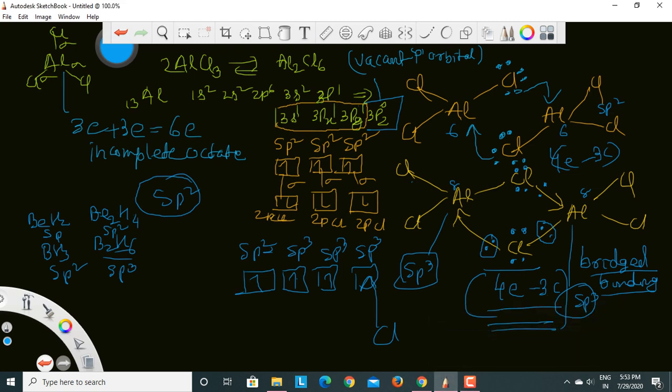And this will become non-planar. Why? Because of sp3 hybridization. Initially it was sp2 hybridization, it was planar, but when it is making a dimer, it becomes sp3 hybridization, so it will be non-planar.